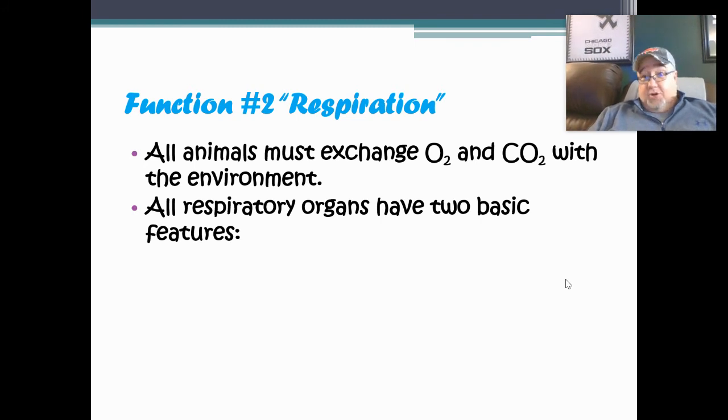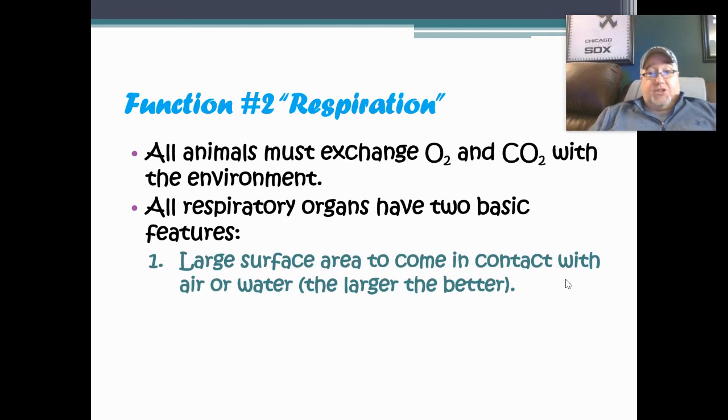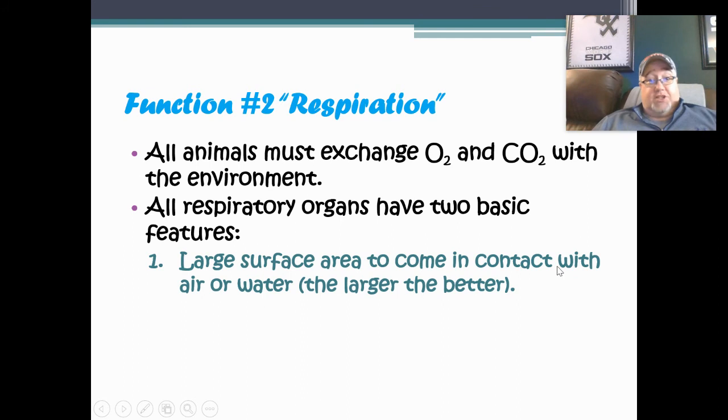Every single respiratory structure typically has two characteristics. One of them is a large surface area. Like, for example, in us, lungs are really big organs. They have a lot of surface area to come in contact with whatever it is that we're trying to pull in, in this case, oxygen gas.